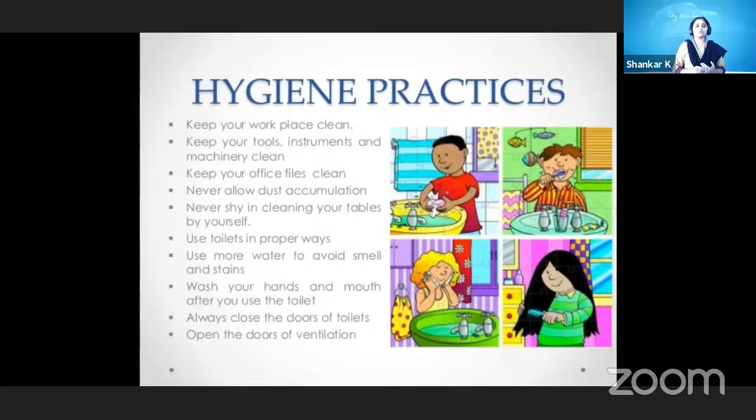And wash your hands and mouth after you use the toilet. After using the toilet, while coming out, you have to wash your hands with soap. You have to be very clean. And always close the doors of the toilet after using it. And open the doors and windows for ventilation. Whenever you are at your home, you have to open the window. Why? Because by the sunlight and the air we can kill some germs which will be there in our house.